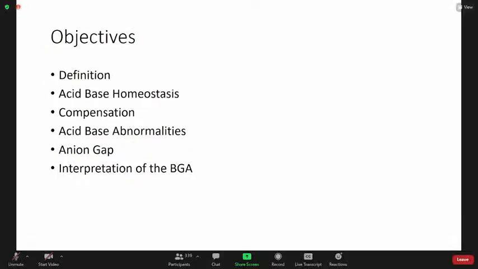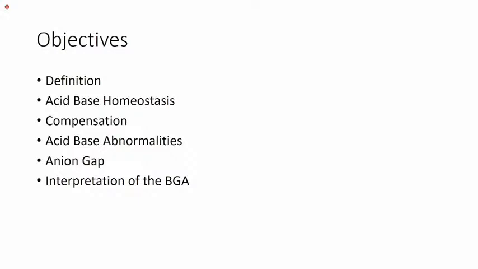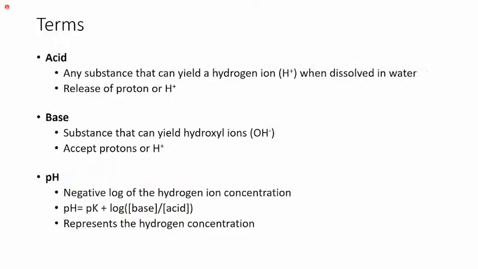Then we'll dive into the acid-base abnormalities. There are 4 of them that we shall look at in greater detail. As we're looking at one of them, that is metabolic acidosis, we look at the concept of the anion gap. And then the last part of the lecture, I'll take you through a brief guide on how to interpret the blood gas analysis. So this whole lecture is extremely important for you because acid-base abnormalities are quite common.